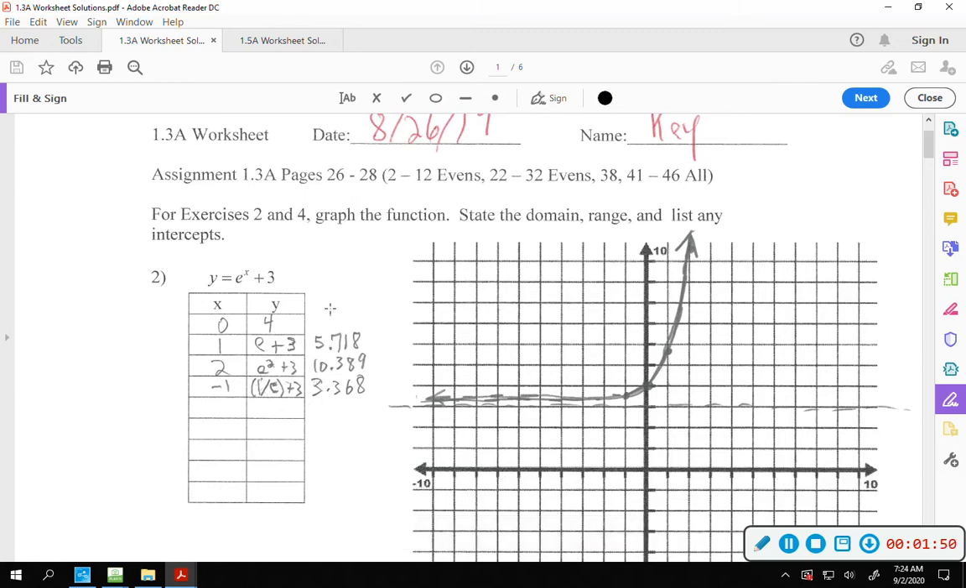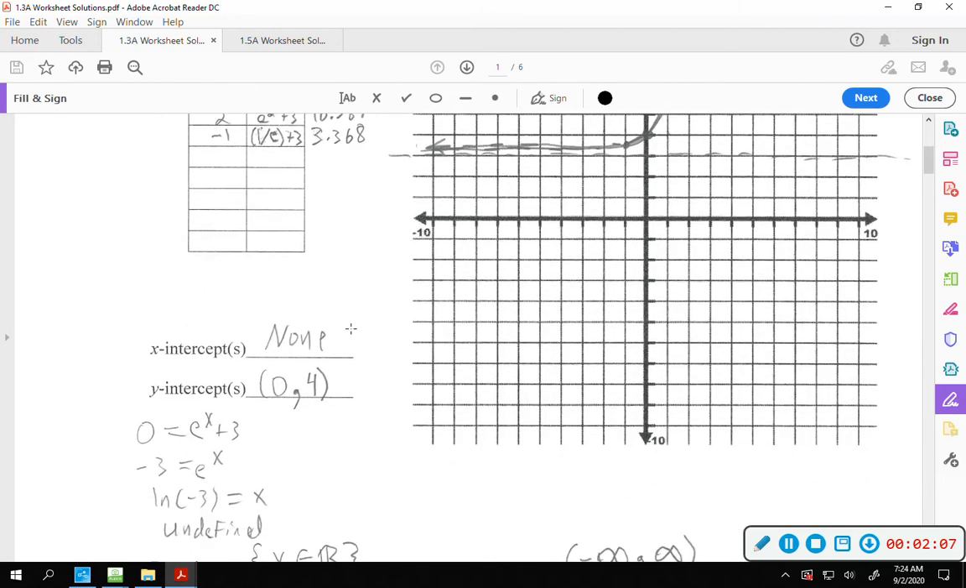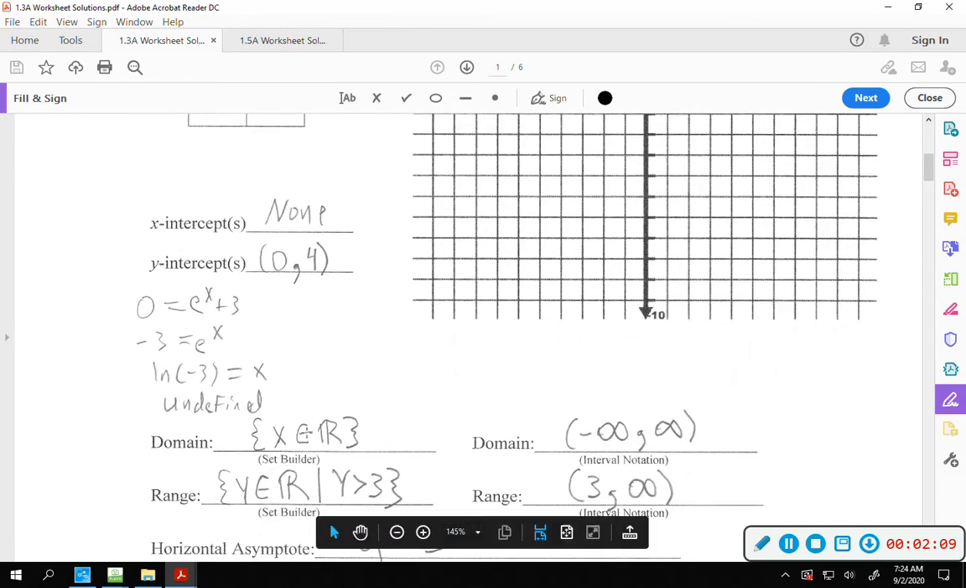But what we do have to know is that we have a horizontal asymptote whenever there is a constant added to an exponential function. And y equals that constant will be our horizontal asymptote. So when we come down and look at this, the domain of this exponential function is all real numbers. We can plug anything in for x. Here's how it's written in interval notation.